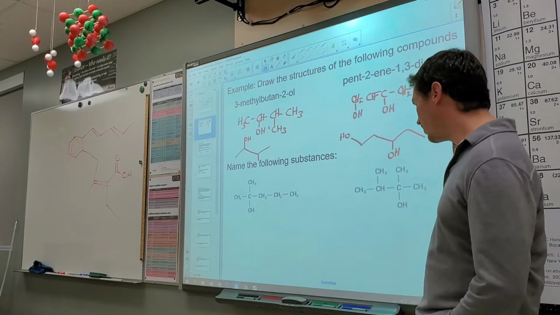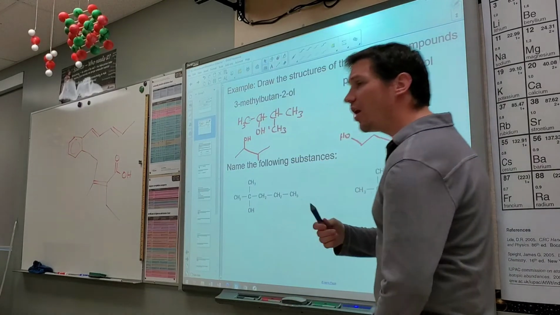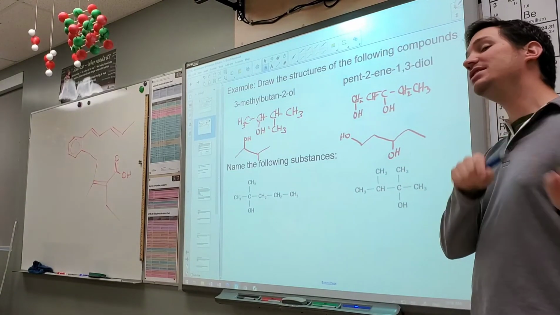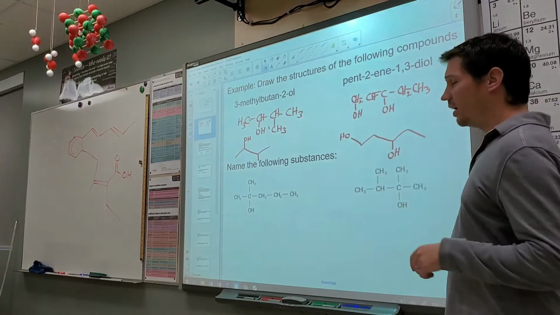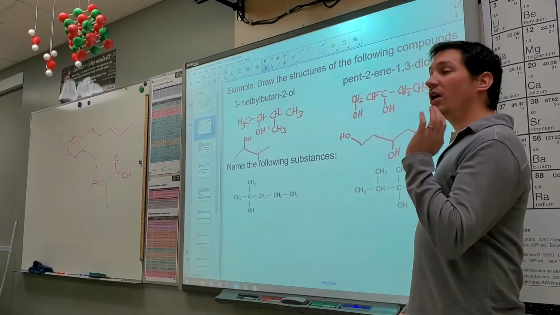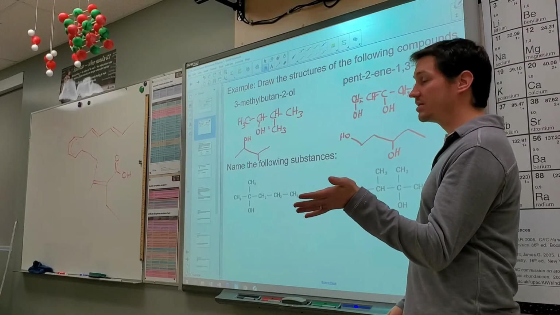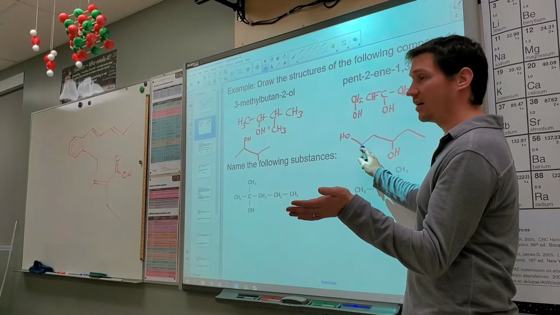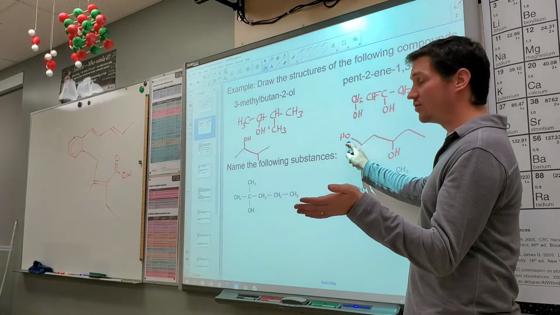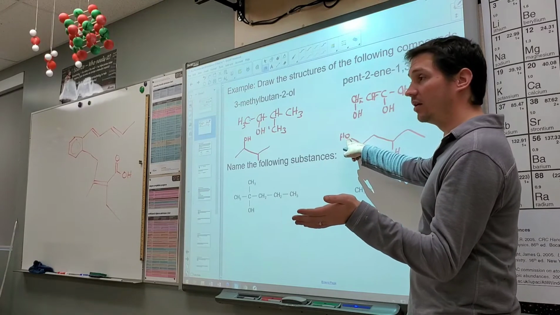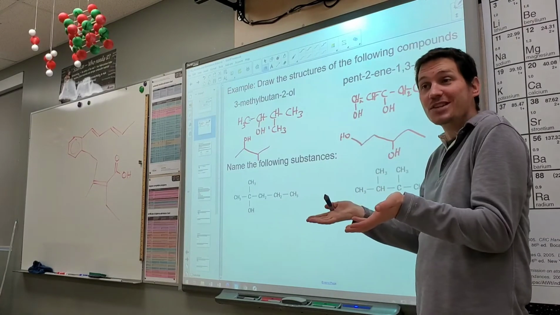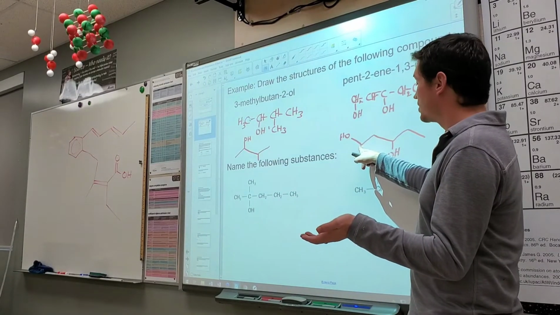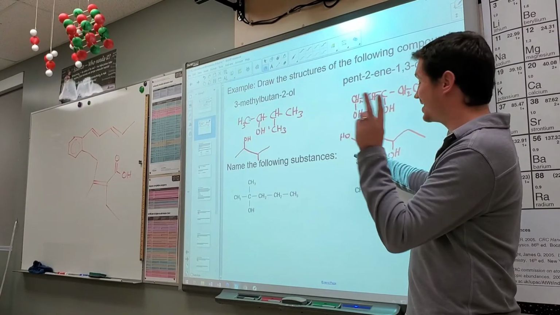Now here's the problem. Whenever somebody draws a line diagram and attaches stuff to that carbon, a lot of people start counting their carbons at the hydroxyl instead of at the first carbon. Is that a carbon? No, it's an O. It's telling you it's an O attached to a carbon. So our double bond has to start at the second carbon.